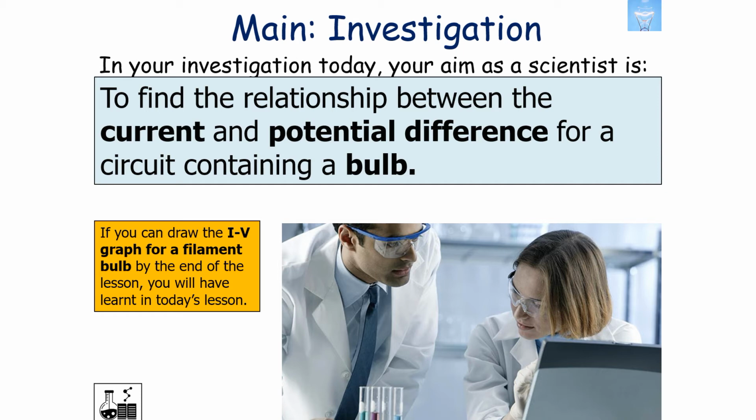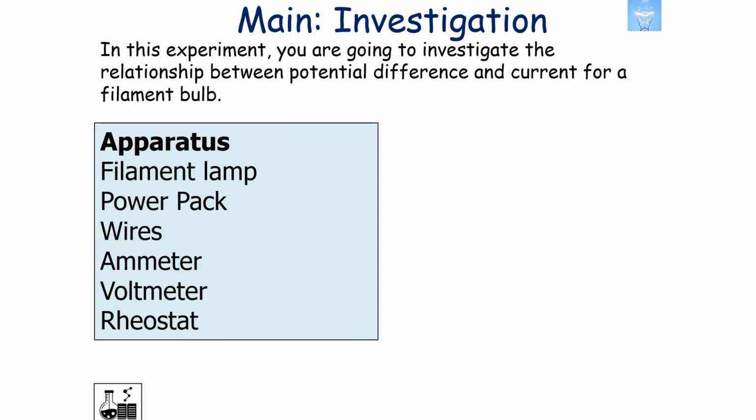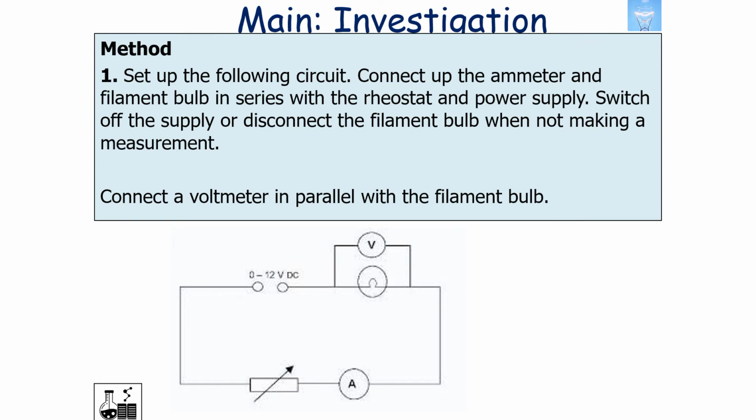The aim of this particular practical is to draw the IV graph for a filament bulb. In this investigation you will require a filament lamp, a power pack, wires, ammeter, voltmeter and rheostat. You set up the following circuit and connect the ammeter and the filament bulb in series with the rheostat and the power supply. You switch off the supply or disconnect the filament bulb when not making the measurement, and you connect the voltmeter in parallel with the filament bulb.